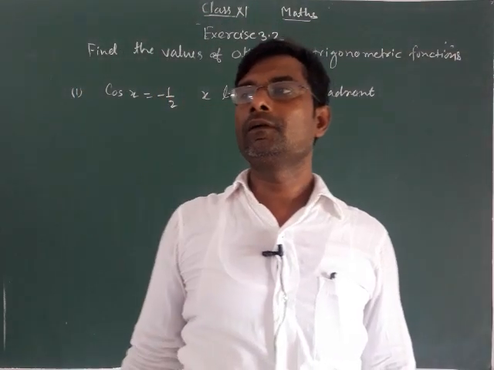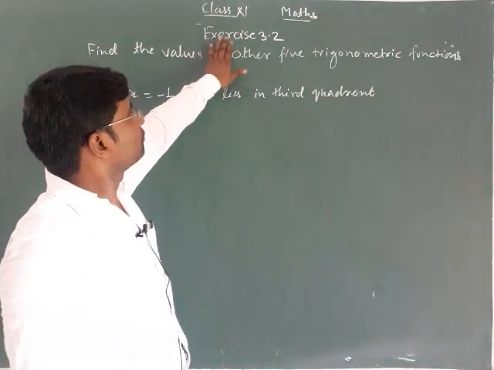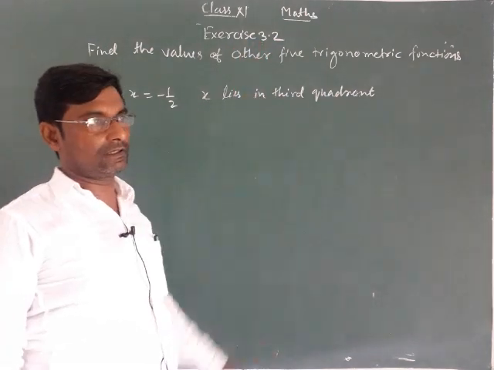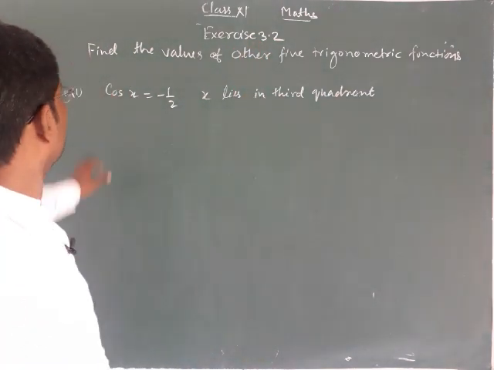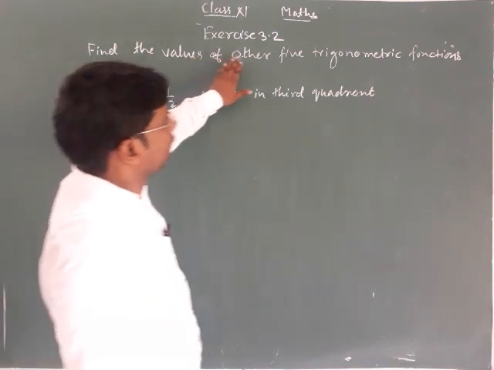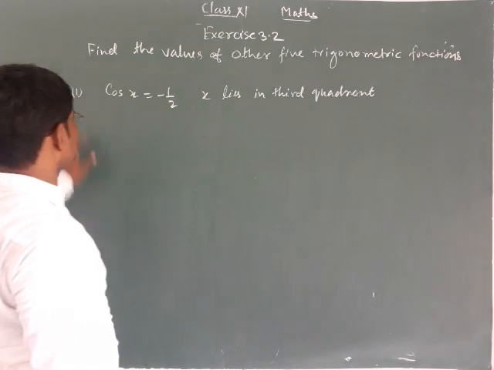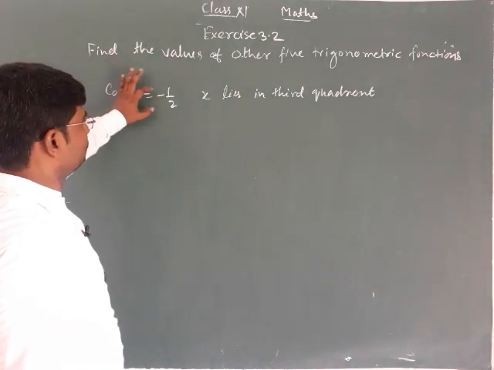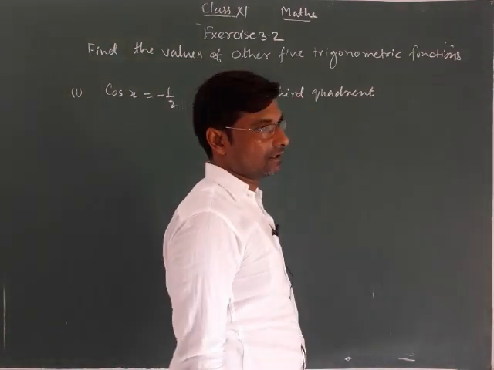Dear student, today I will solve exercise 3.2 in trigonometric functions, class 11th. Find the values of the other 5 trigonometric functions. The first part is cos x equals minus 1 by 2, x lies in the third quadrant.